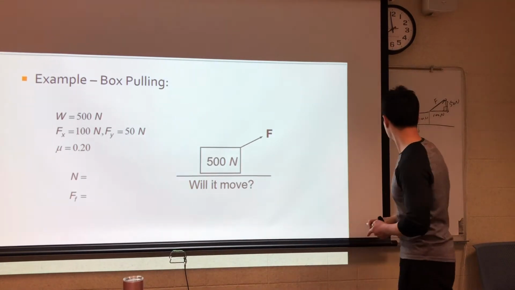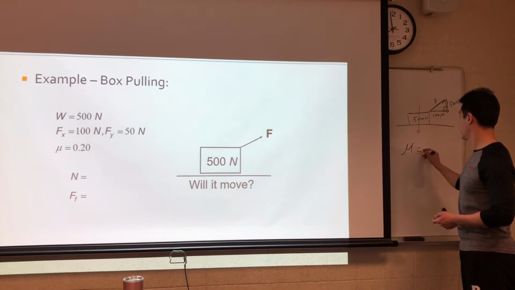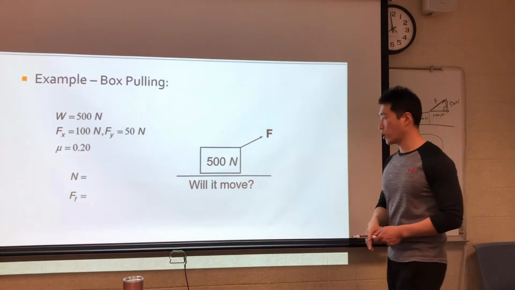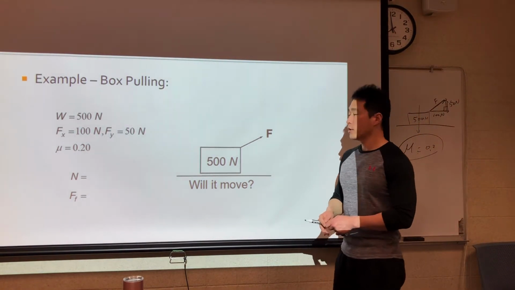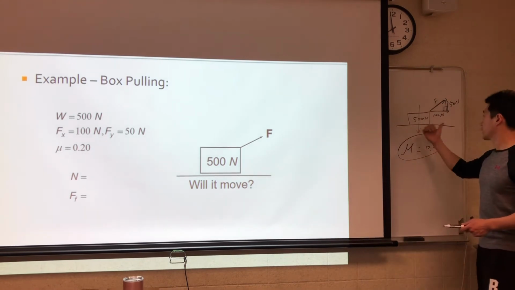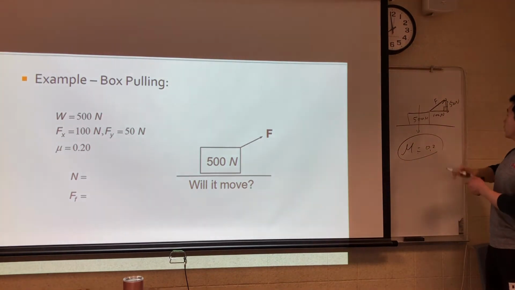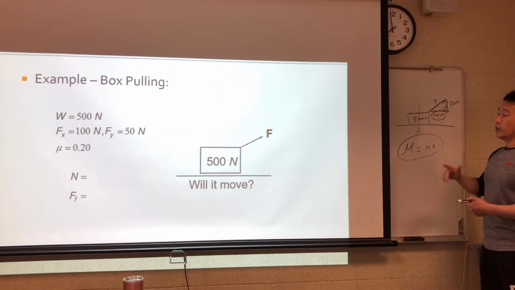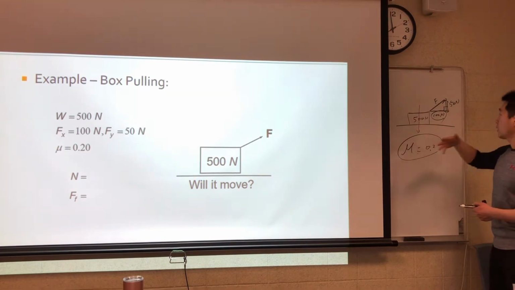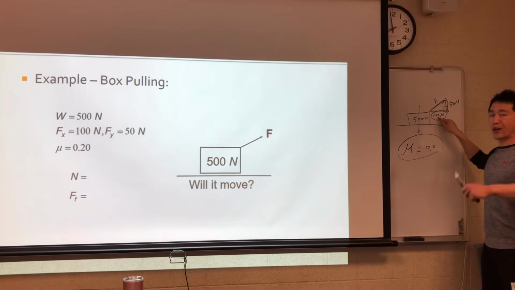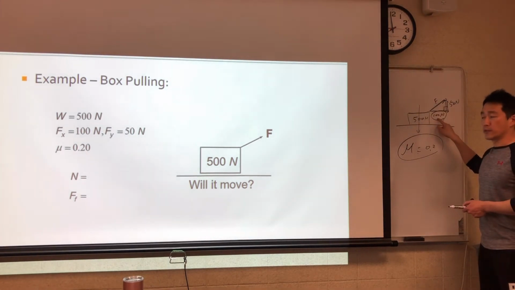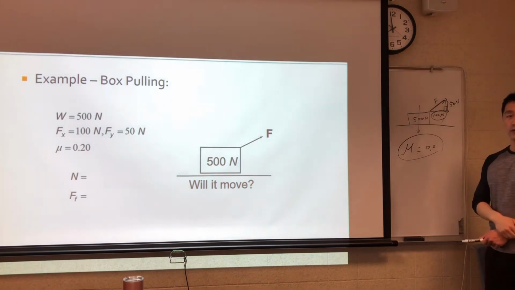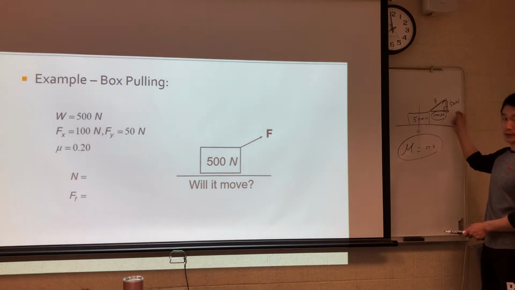Mu is 0.2. But with this information, we need to figure out whether we can move this box or not. Which means, since this box will move this way, this force is important, 100 Newton. So if the friction in this system is equal to or larger than 100 Newton, you will not be able to move this box. But if friction is less than 100 Newton, then we will be able to move this box. Because this is my force, right?